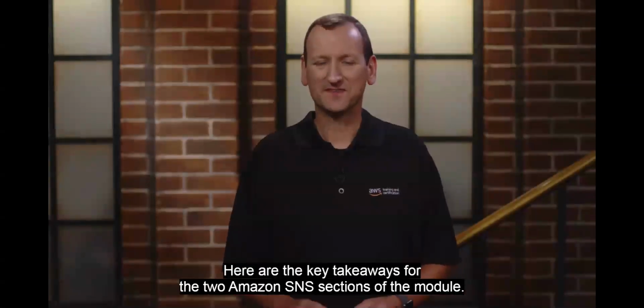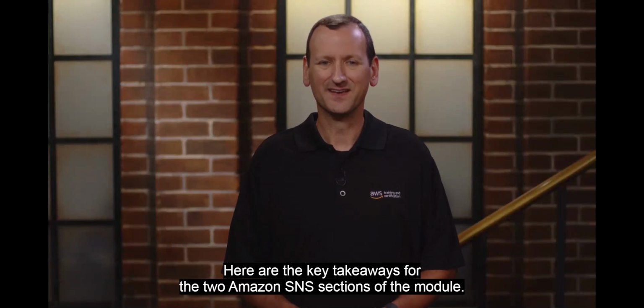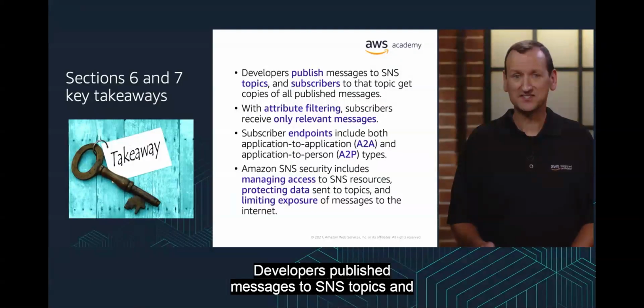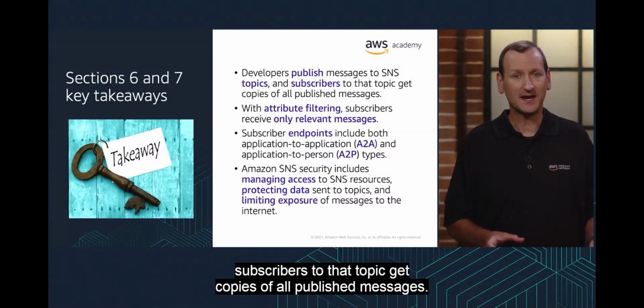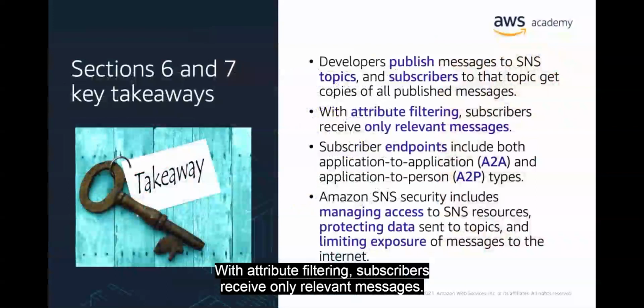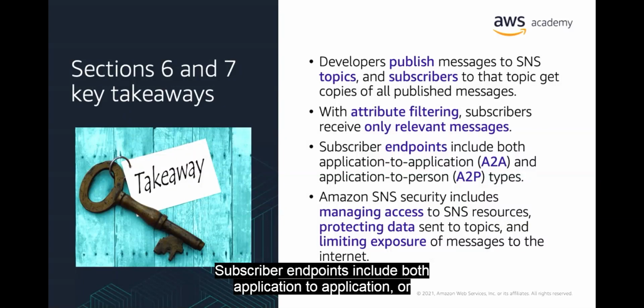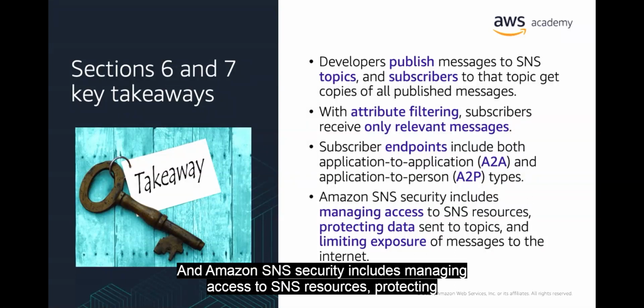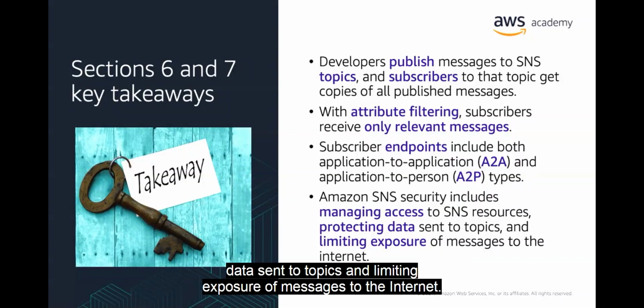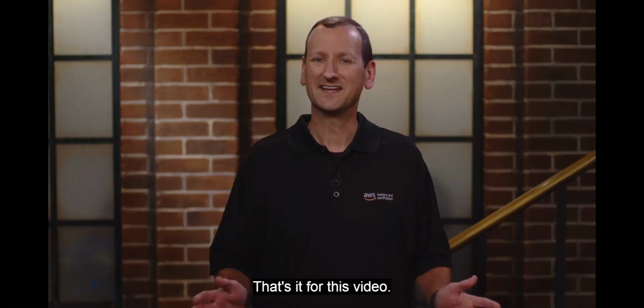Here are the key takeaways for the 2 Amazon SNS sections of the module. Developers publish messages to SNS topics, and subscribers to that topic get copies of all published messages. With attribute filtering, subscribers receive only relevant messages. Subscriber endpoints include both application to application, or A2A, and application to person, or A2P types. And Amazon SNS security includes managing access to SNS resources, protecting data sent to topics, and limiting exposure of messages to the internet.